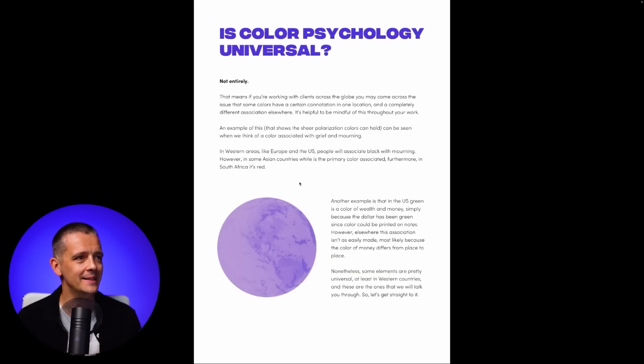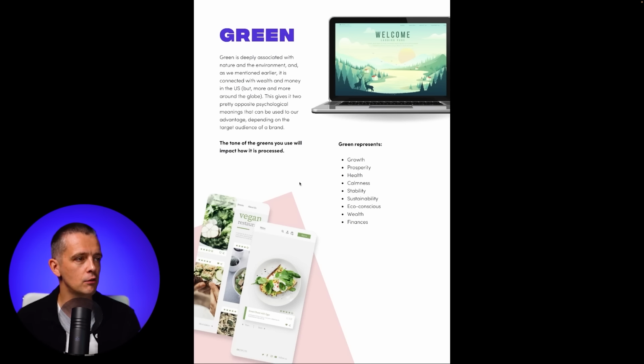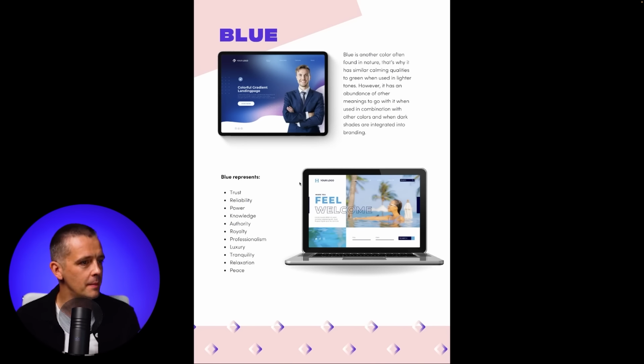So color psychology is some prior knowledge you'll need as a designer. We have a free ebook on this, which gives you a basic introduction to the subject and lets you know some of the representations. Like red is about passion, danger, love, fire; green, growth, prosperity, health, eco-consciousness, sustainability; blue, trust, reliability, power, relaxation, peace. So this will give you an introduction to these ideas, but you want to think as well about associations in different places and different cultures, like political parties, where you are. It could be religions, it could be sports teams.